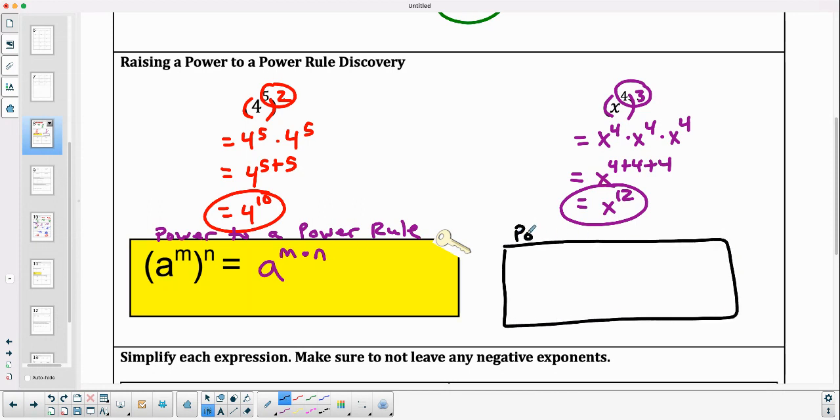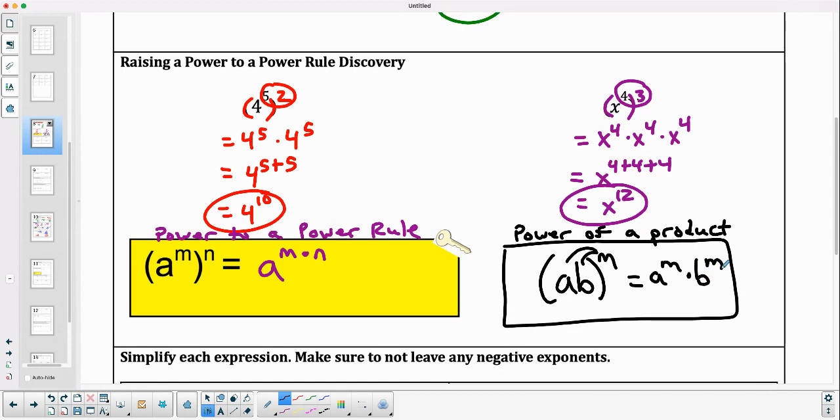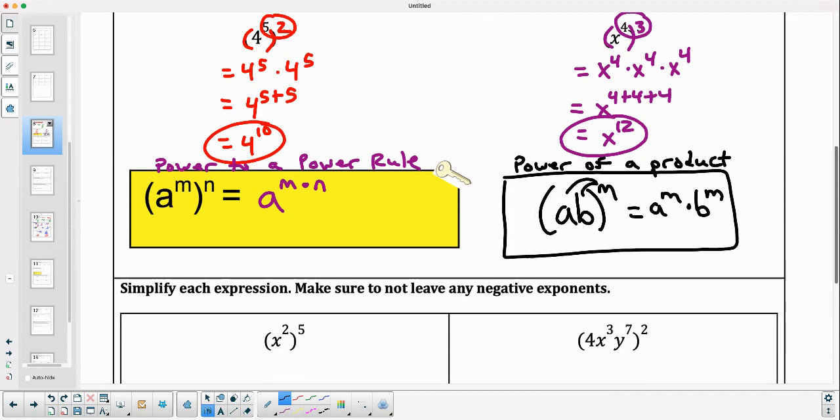Okay, if it's a power of a product, something else that we should be aware of. If we have (ab) to the m, what happens is we distribute that m in. So this is a to the m times b to the m. All right, so that's going to be another rule that's going to come into play in just a second here. Okay, let's move on and look at some examples.